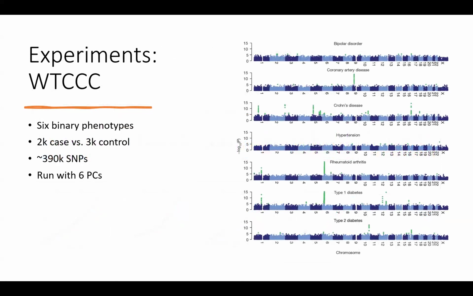Finally, I'll cover WTCCC data. This was 6 binary phenotypes with 2,000 cases versus 3,000 controls in each, and almost 400,000 SNPs. I ran it with 6 PCs and compared results.